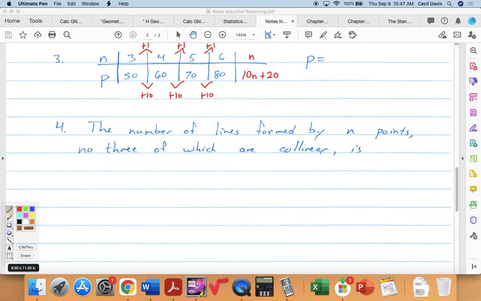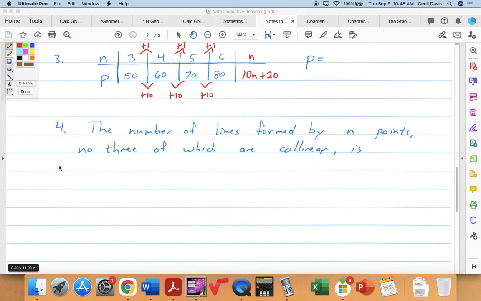Then you're not going to like the next one, because it's very much not a linear pattern. So, the number of lines formed by n points. n just stands for the number of points, no 3 of which are collinear. Okay, so how many points do you need to form a line? 2. Got to have 2.